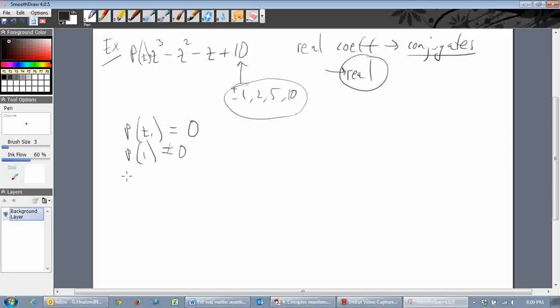That's not equal to 0. Okay, try P(-1). You get -1 - 1 + 1 + 10... No, there's no way that's equal to 0.